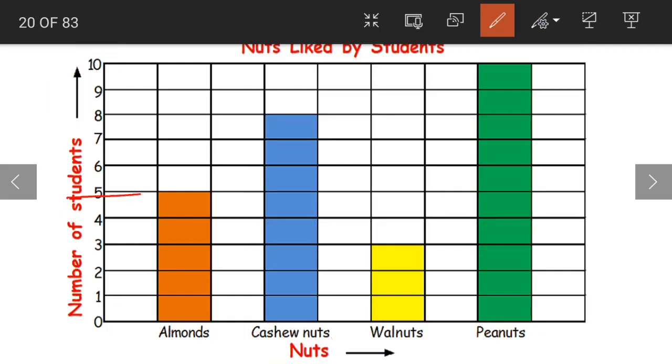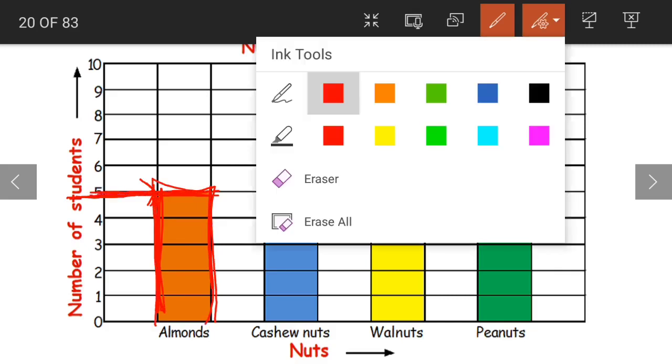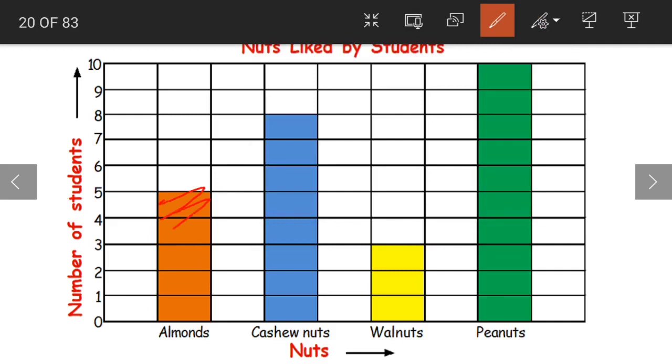So here is our 5. Draw a bar like this till 5. You have to draw the bar or color the bar till 5. Understood children? Now this bar is of certain width.